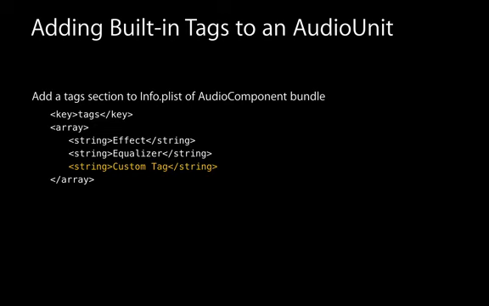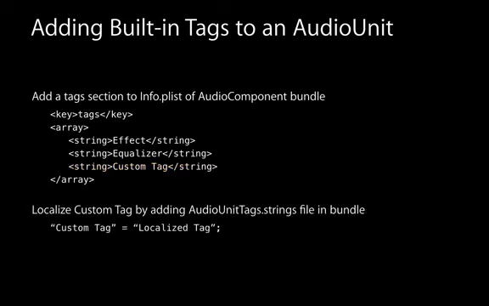For example, if you have a suite like the Silver effect package, you could add that tag. If you do so, you can also localize that tag by adding an audio units tag.string file into your bundle, and then adding localizations for each language that you wish to support. And please do not localize any of our stand-in system tags. We've already done so for you.